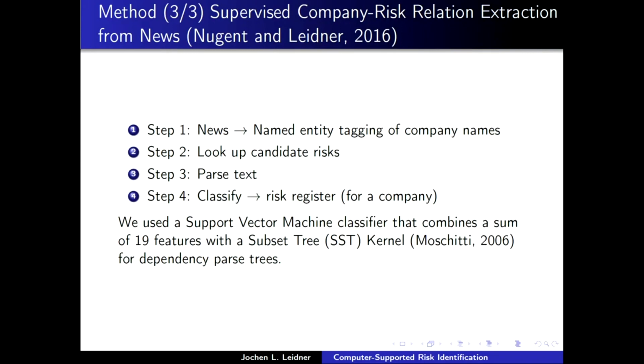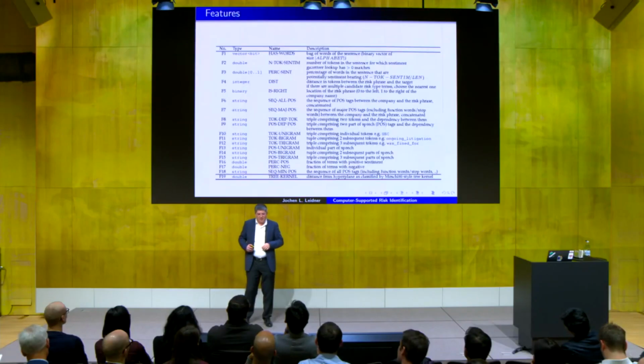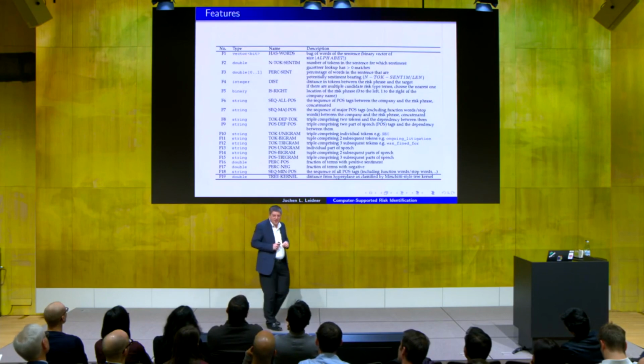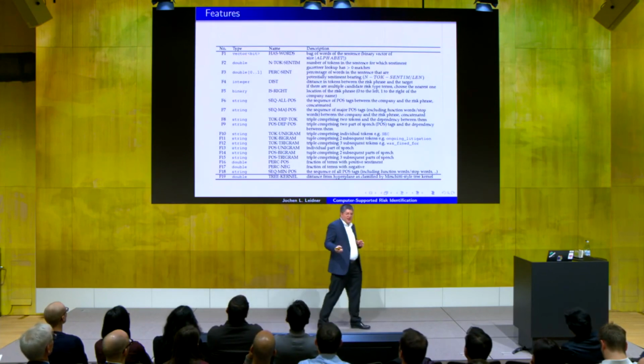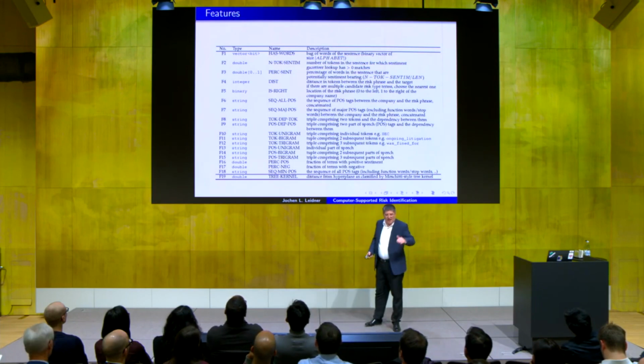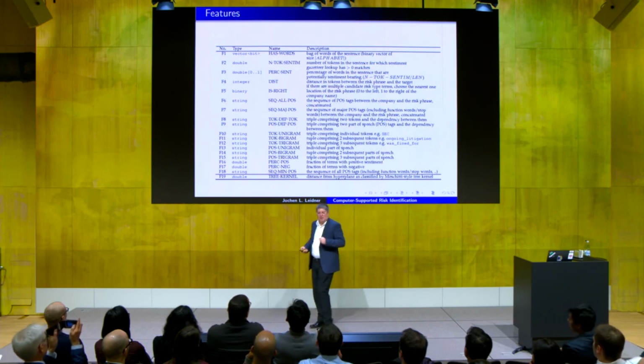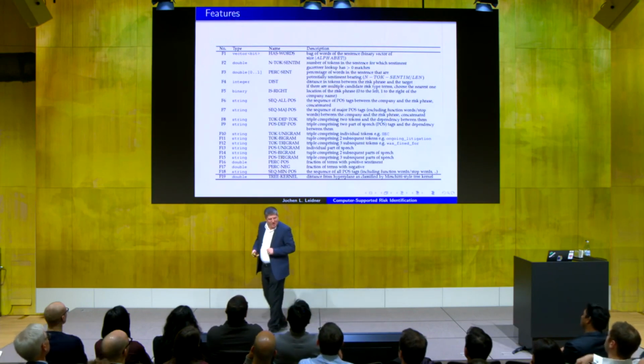So after you have the taxonomy, what you need to do is take the news, run the named entity tagger over the company names, look up candidate risks, and then what we did is we parsed the risks, and we built a classifier that basically modeled the whole subsequent processing as a relationship extraction task. For that, we used the support vector machine classifier with a subset tree kernel. I will not go into the maths for that, although I have a slide about it, for time reasons. But suffice it to say, here are the 19 features we used. We used 18 pretty standard features that probably many people could come up with. And the 19th feature is the tree kernel.